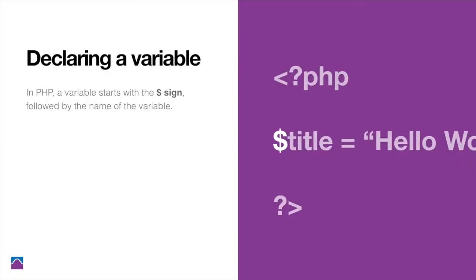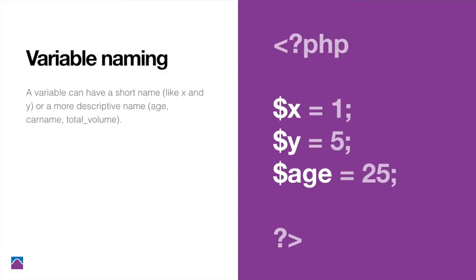And then declaring variables, you need the $ sign. That's crucial for a variable. Without it, it won't know. I think in JavaScript, you have to say var and then the variable name. So here, you need that $ sign. And then a variable name can have a short name like x and y, or a more descriptive name like age, carname, total_volume, something like that. So it can be very short or very long.